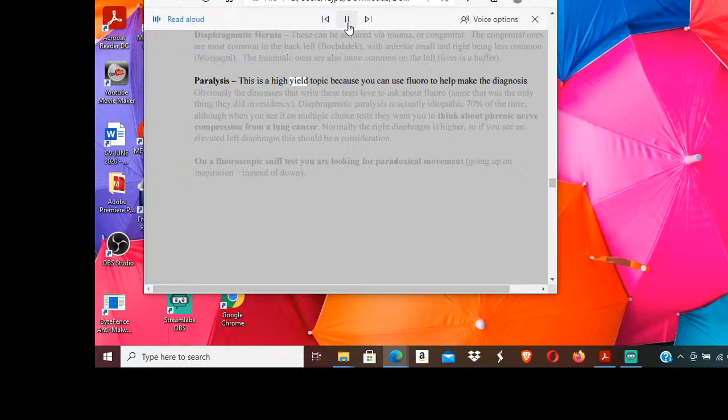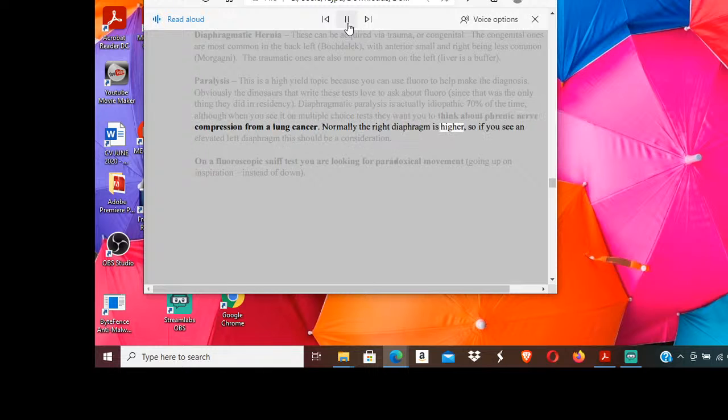Paralysis, this is a high-yield topic because you can use fluoro to help make the diagnosis. Obviously the dinosaurs that write these tests love to ask about fluoro, since that was the only thing they did in residency. Diaphragmatic paralysis is actually idiopathic 70% of the time, although when you see it on multiple choice tests they want you to think about phrenic nerve compression from a lung cancer.